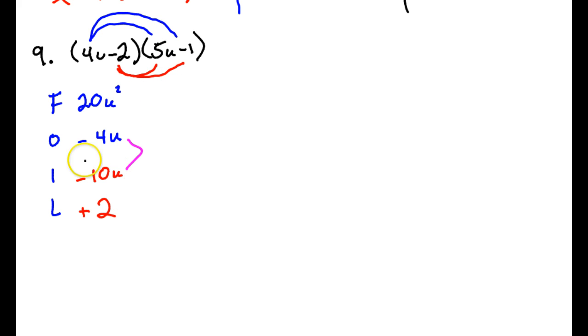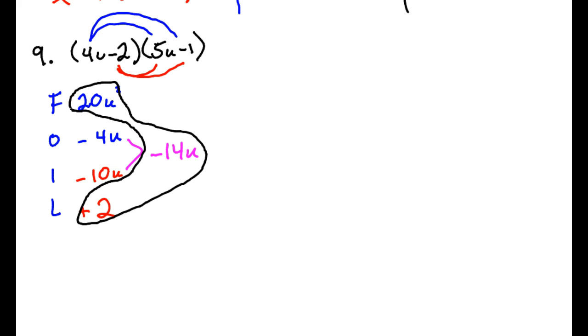Okay. The O and the I combined. What is negative 4 and negative 10? Negative 14. And then your answer is along this boomerang shape. So we have 20u squared minus 14u, always in descending order, plus 2.